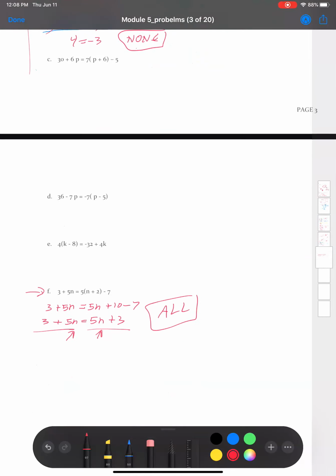You work through these, you isolate your variable on one side and the other numbers on the other side, and you see whether it can have one solution, none, or all. Okay, so there you go, that would be it.